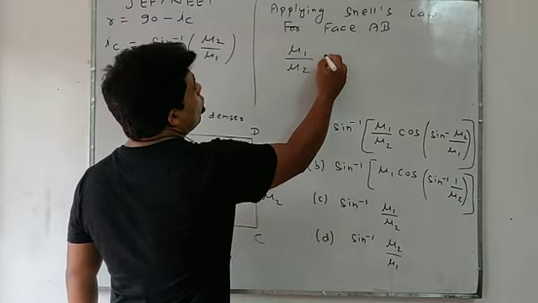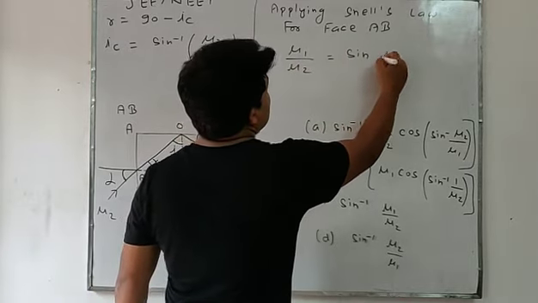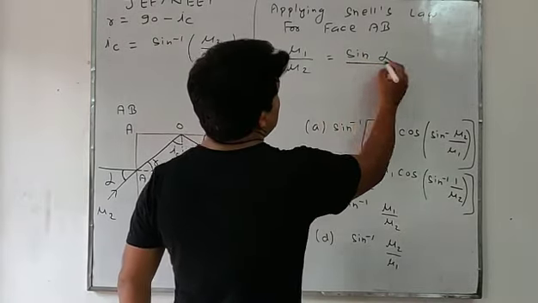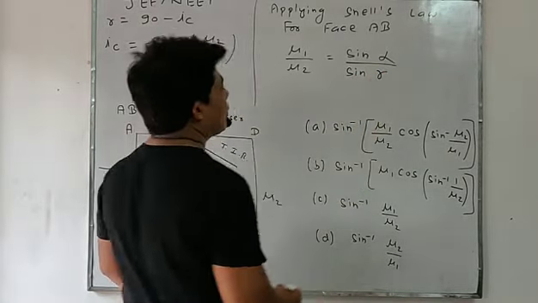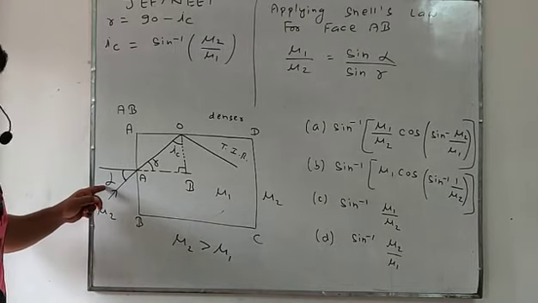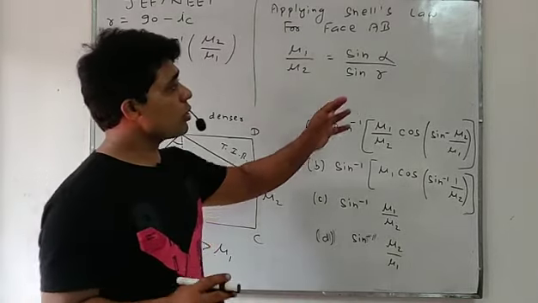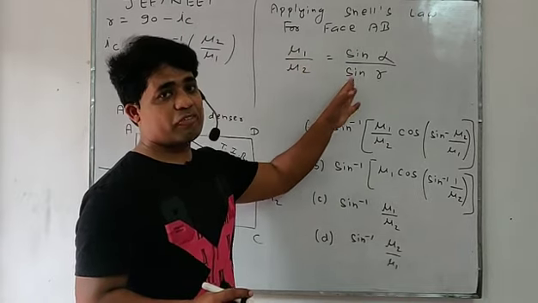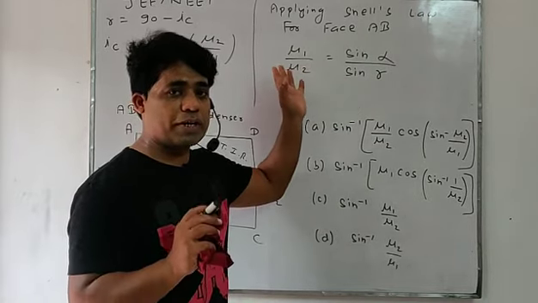For face AB, mu1 by mu2 equals sine alpha by sine R. Look at students, alpha is an incident angle. Snell's law is what? Sin I upon sin R is mu1 by mu2. The ratio of sin I and sin R always remains constant. That is called refractive index.